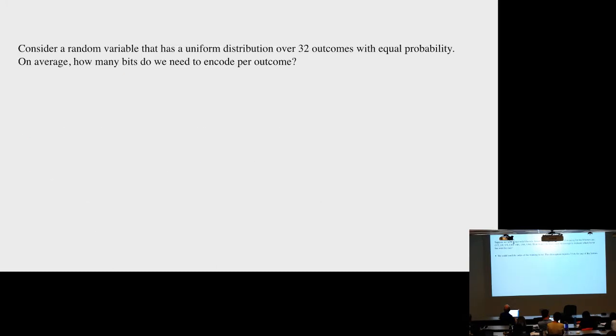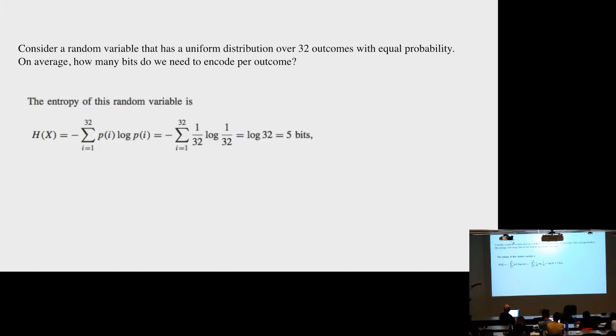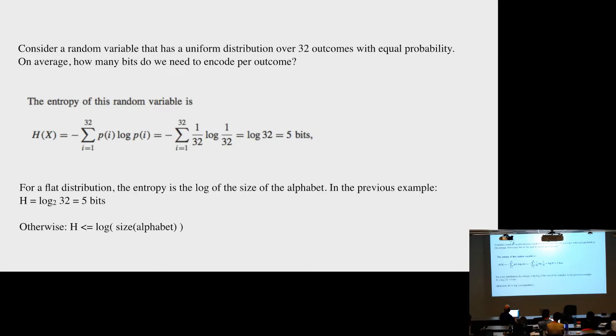All right, and by the way, an interesting comment here: when you have a flat distribution, the entropy is the depth of the binary tree that's going to encode your distribution. So I can have a binary tree. At the end, I will have 32 outcomes. The number of layers of my tree is the log of the number of outcomes.